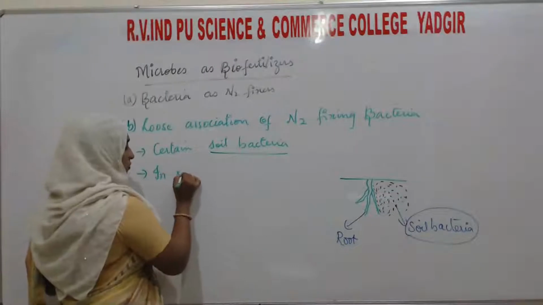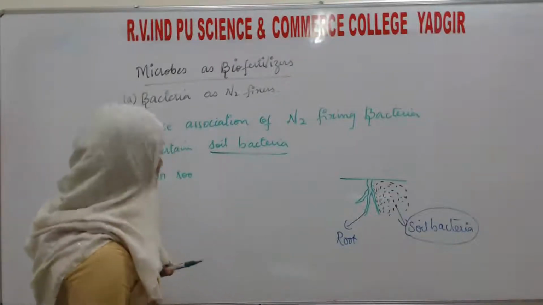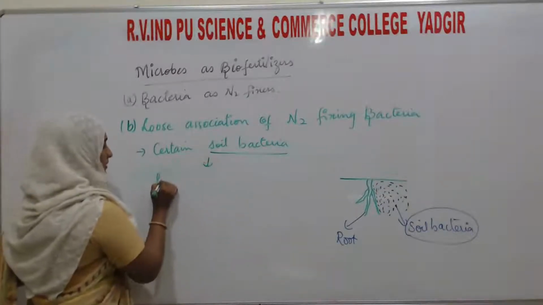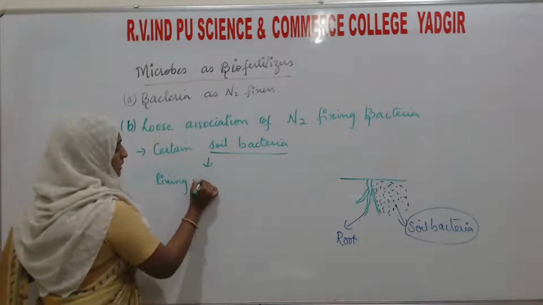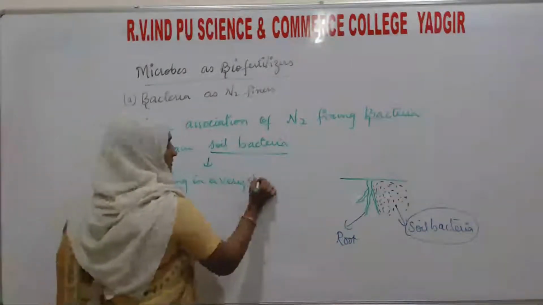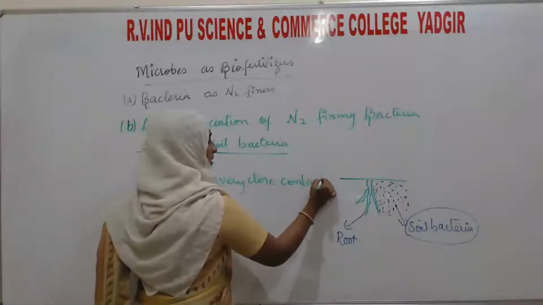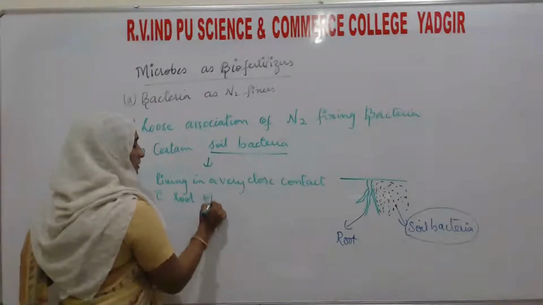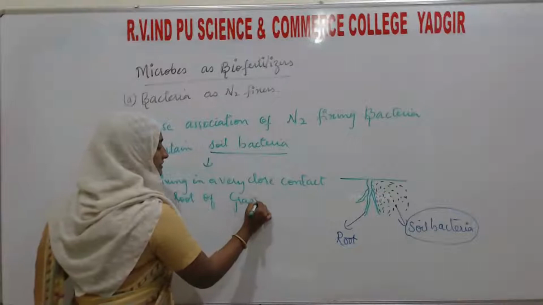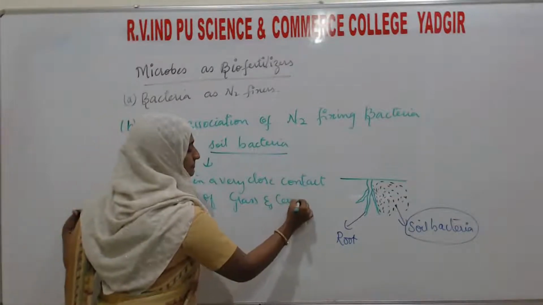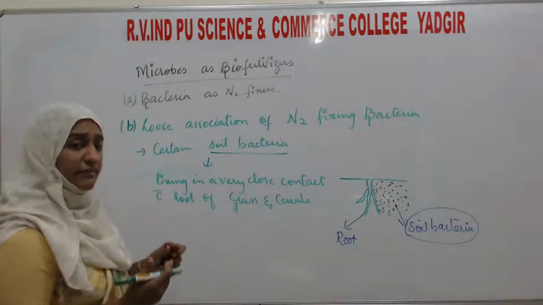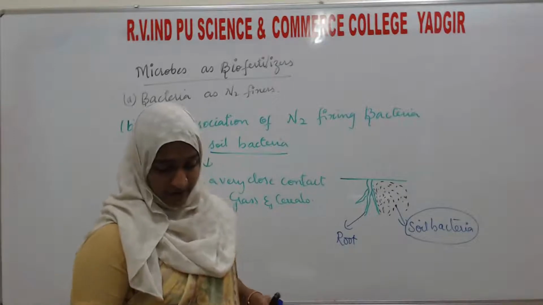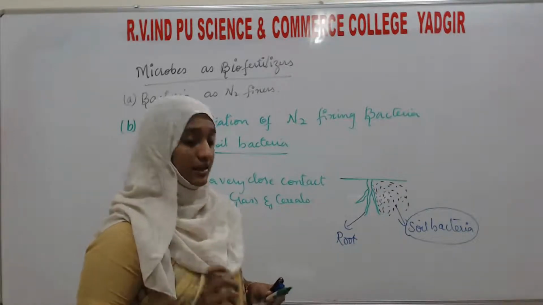Certain soil bacteria live in very close contact with the roots of which plants? Specifically of grasses and cereals. Why are they living in so much close contact? What is the benefit for the roots or for this bacteria? So they will fix the nitrogen.